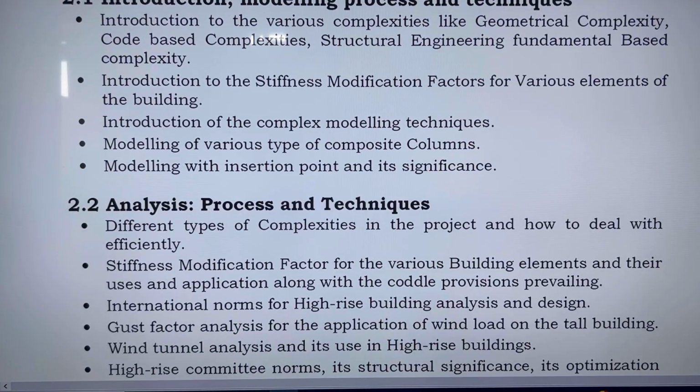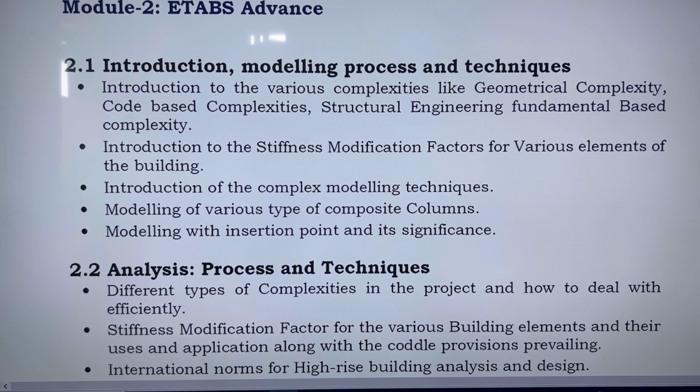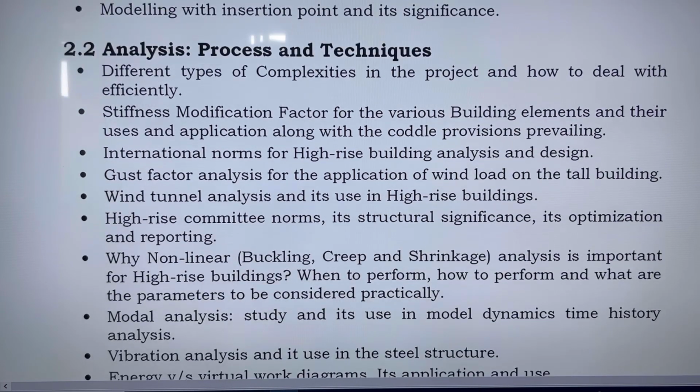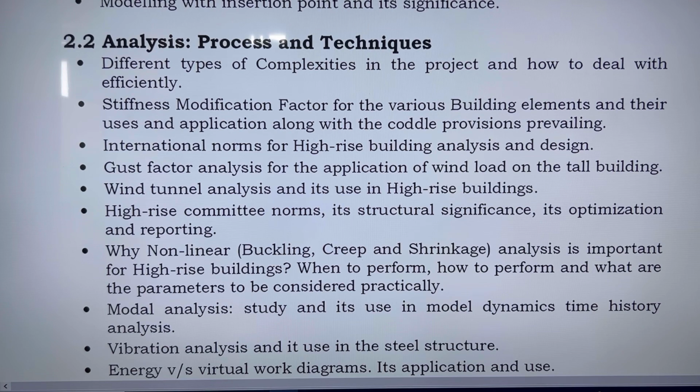In ETABS Advanced, we'll talk about the various complexities: geometrical, code-based, structural engineering and fundamental-based complexities, different software modifiers that we have to use, the reason for using stiffness modifiers, and complexity during modeling. We'll talk about the intersection point and its significance. When it comes to analysis: different types of complexities in a project and how to deal with them efficiently, stiffness modifiers for various building elements and their use, and application along with the codal provisions.